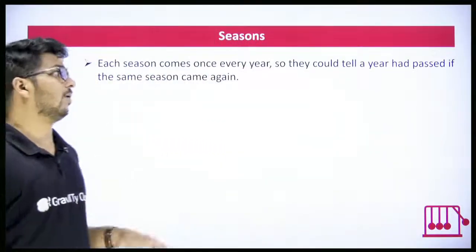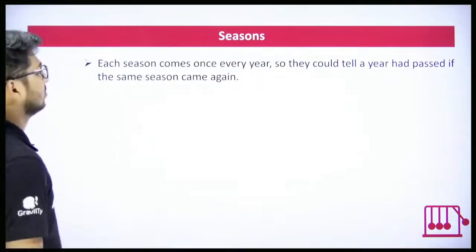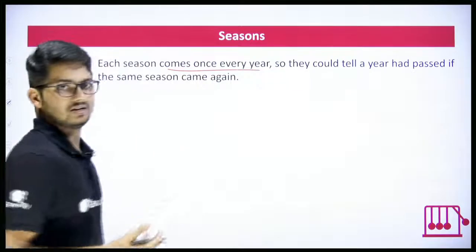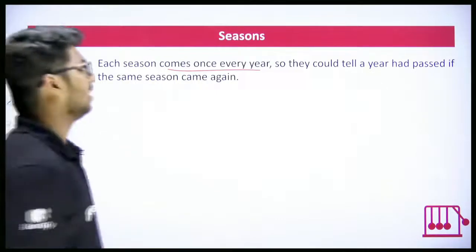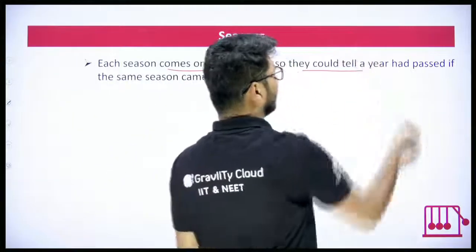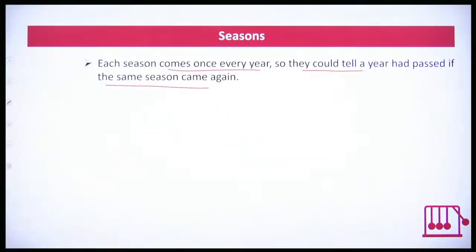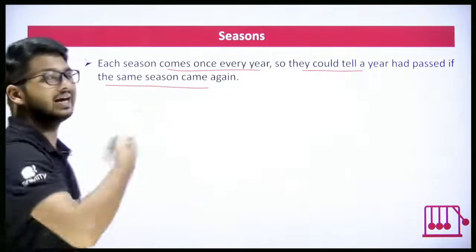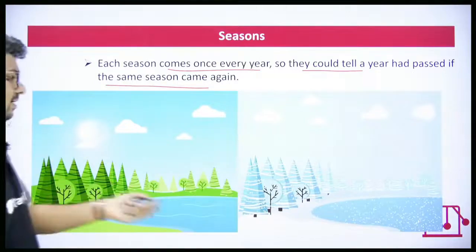Seasons were more important when it came to agriculture. Even today, seasons are very important when it comes to agriculture: when to plant a crop, when to harvest a crop, when to cultivate a crop, all of them. Clear? Each season comes once every year: rainy season, winter season, summer season, and all of them. So people long back could tell a year had passed if the same season came again. Now winter has passed; if winter comes again, it means it is 1 year. And the different seasons, right?